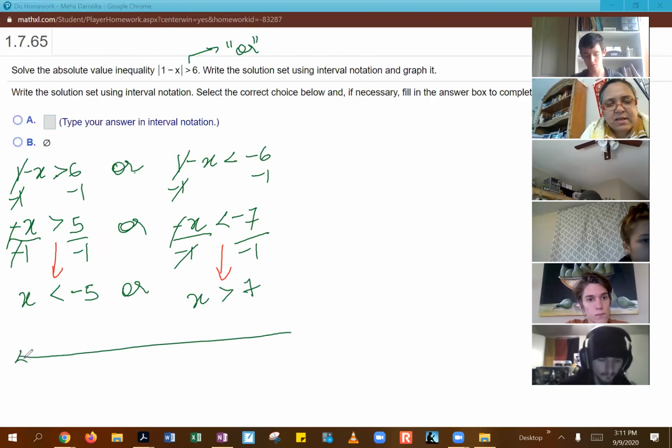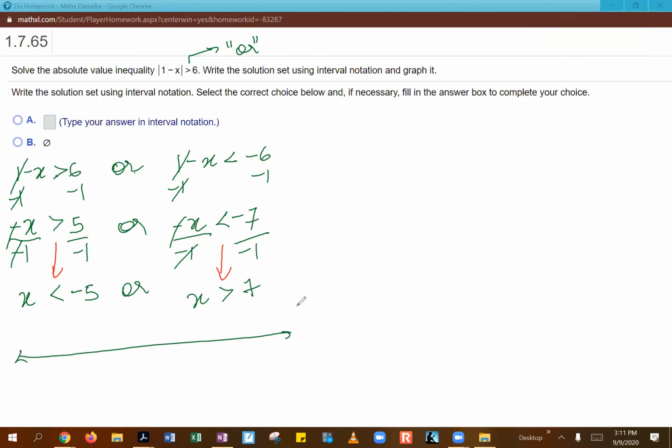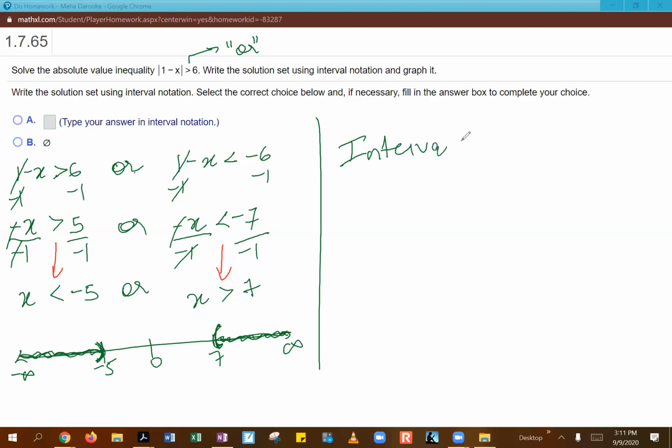Now, I know some of you did send your answers in with the interval notation. So let's take a look at that. We've got x is less than -5 and greater than 7. So we're going in this direction here, and we're going to the left over here. And again, we're not including 5 or 7.